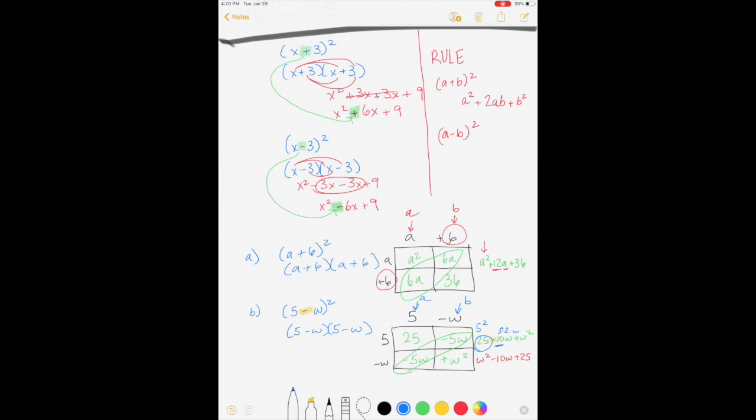The main difference between adding and subtracting is that the sign of the term in the middle is going to change. Your last term is always going to be positive because anytime you square something, whether it's positive or negative, you're going to end up with a positive result.